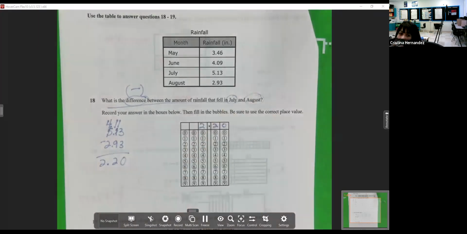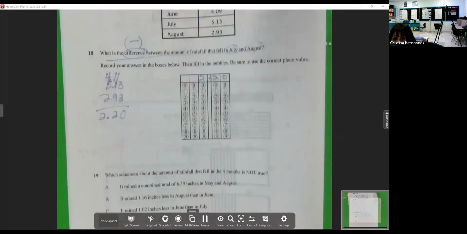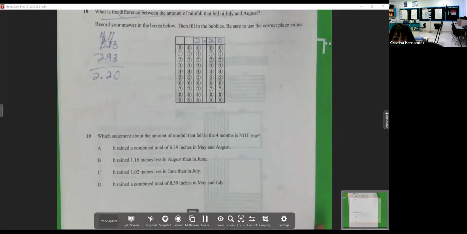Look how I bubbled it in. The next one's hard. Let's do the next one and then we'll have our recess. We're gonna have to come back and drill the rest of the afternoon with the rest of the problems.